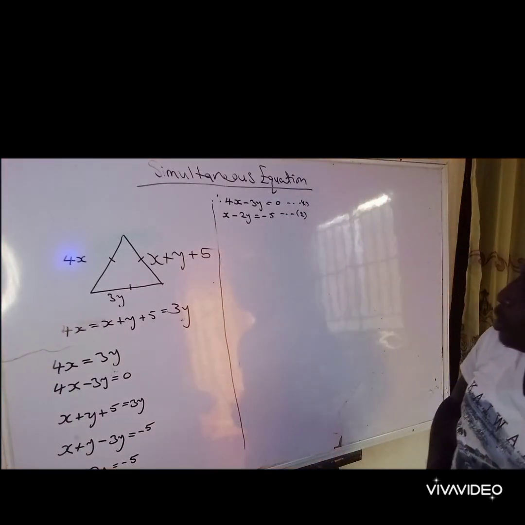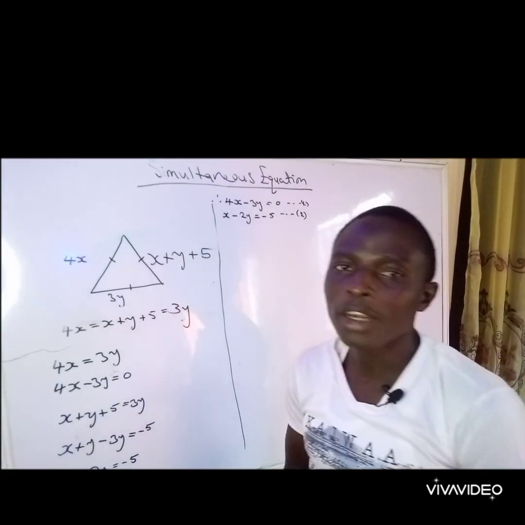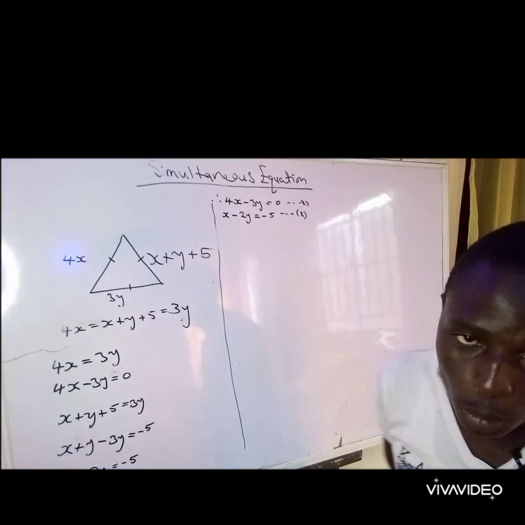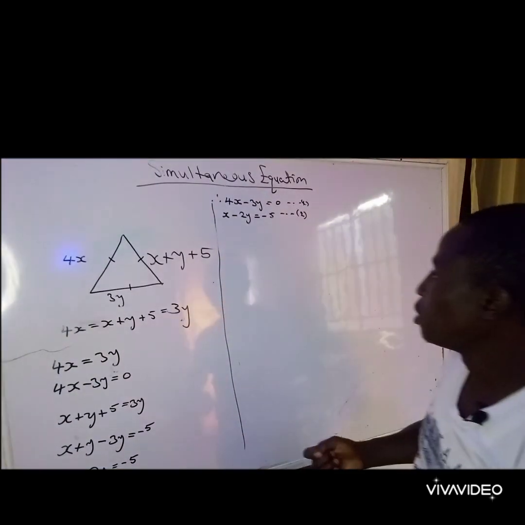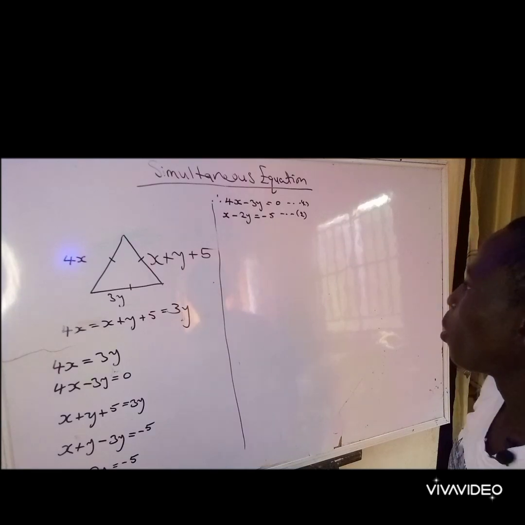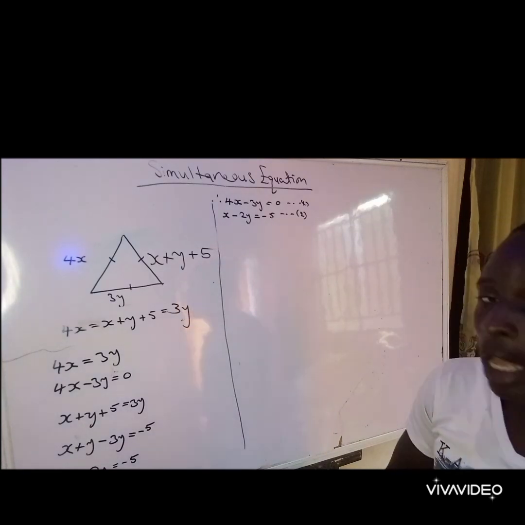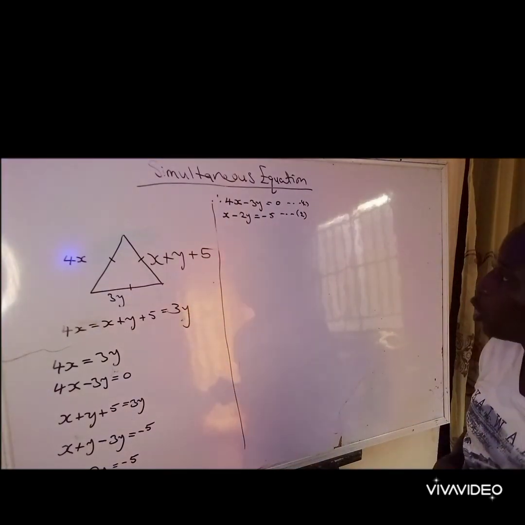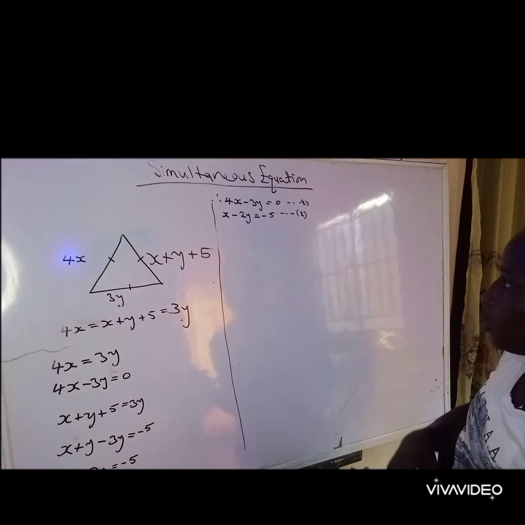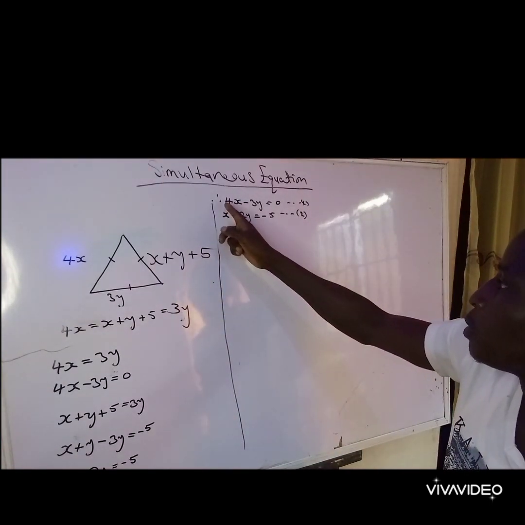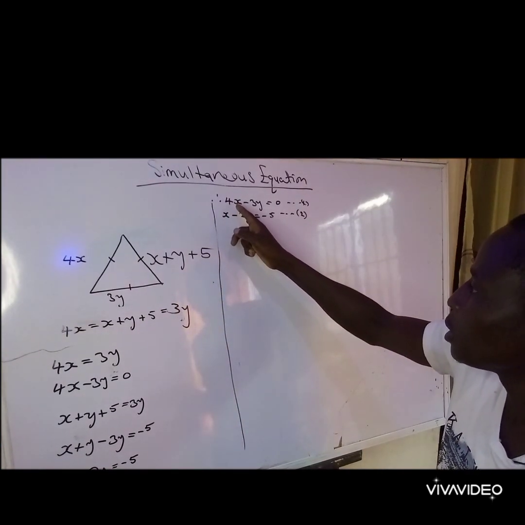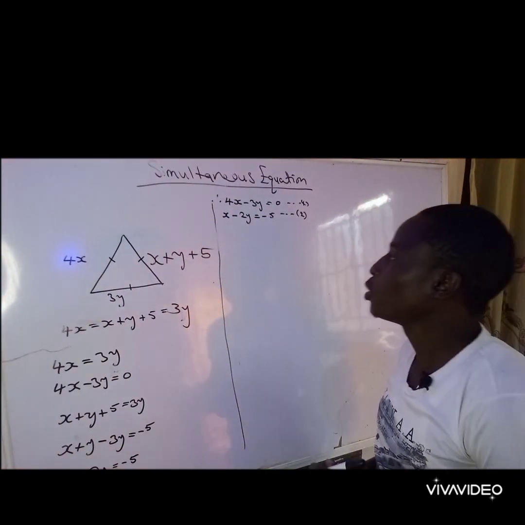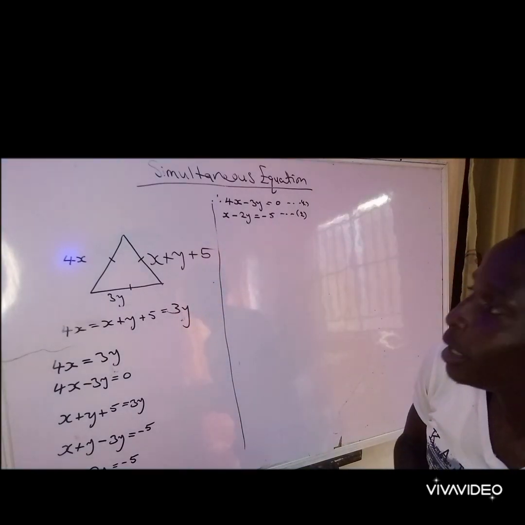Then, since we have succeeded in forming our simultaneous equations, which approach are we going to adopt? Is this substitution? Is it elimination? Let's go for the elimination method. By the elimination method, our main focus is for both the first equation and the second equation to have the same coefficient.